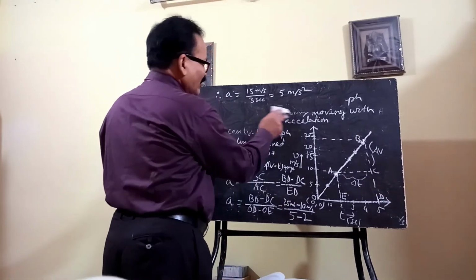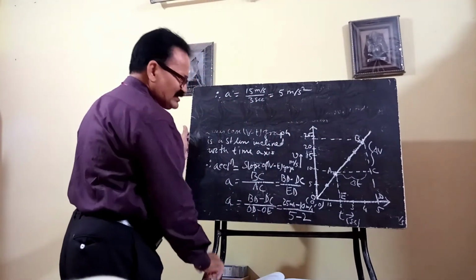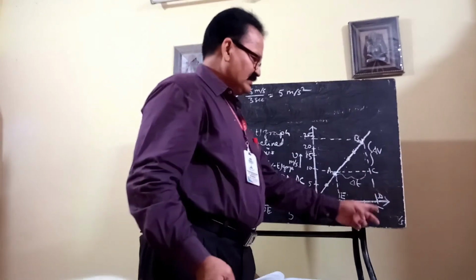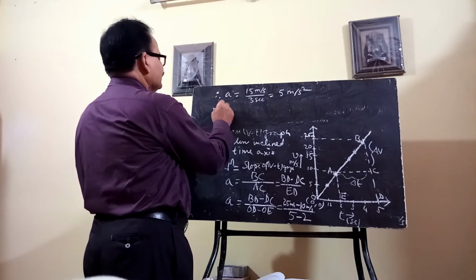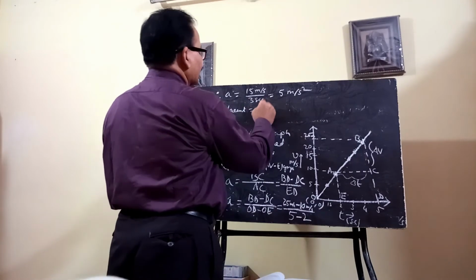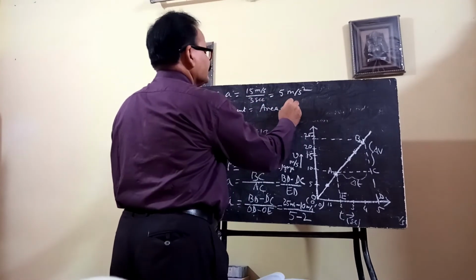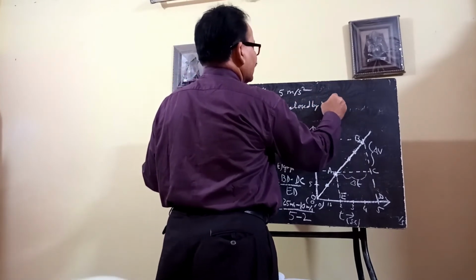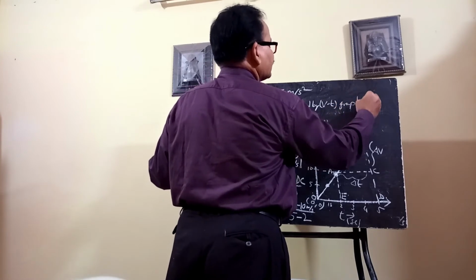Now you have to find out how much displacement occurs during that interval from 0 second to say 5 second. The displacement can be determined by finding the area enclosed by the velocity time graph with the time axis.